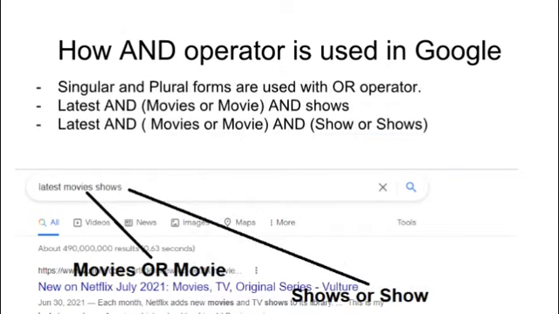Additionally, the AND operator is used in conjunction with the OR operator to provide singular and plural forms of words. For example, shows and movies keywords are interpreted as show or shows and movie or movies.